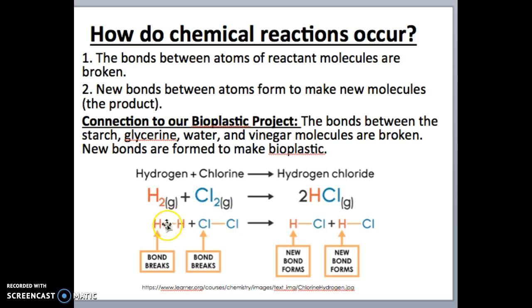Now, in a chemical reaction, these two bonds are broken, and then they combine with each other to form a completely new molecule. So the H bonds with chlorine now, and there's another molecule that does the same thing. So this is a chemical reaction because there's a new substance being formed where bonds are broken and reformed. Now this is very similar to what's happening in our bioplastic, except in our bioplastic, the ingredients are not hydrogen and chlorine. The ingredients are water, vinegar, glycerin, and starch, and they're all combining together. The bonds are being broken, and there's a new substance being formed on this side. The product is the bioplastic.